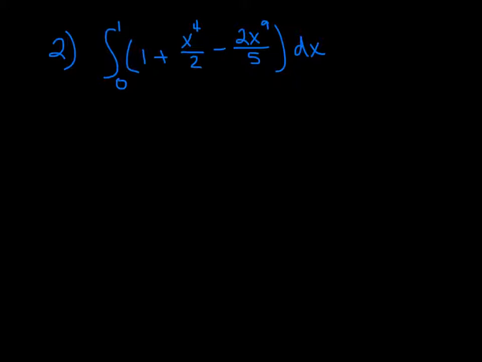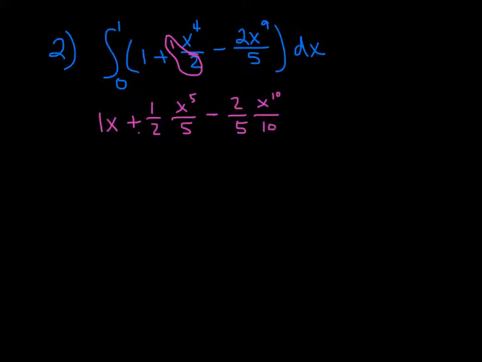So the antiderivative of 1 would be 1x plus, let's see here, this in front of here is 1/2. So we have 1/2, and then I'm going to go ahead and do x to the 5th divided by 5 minus, here I have 2/5, and then x to the 10th divided by 10. And we're evaluating that from 0 to 1.